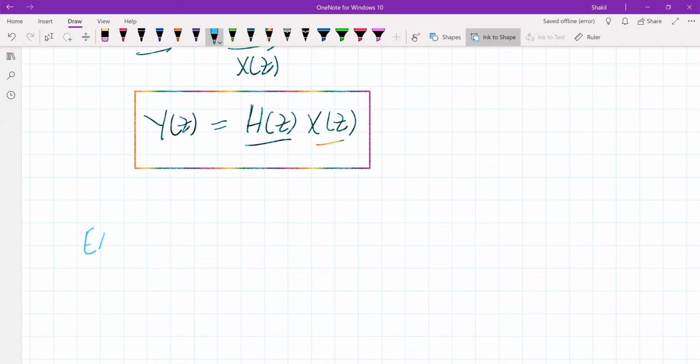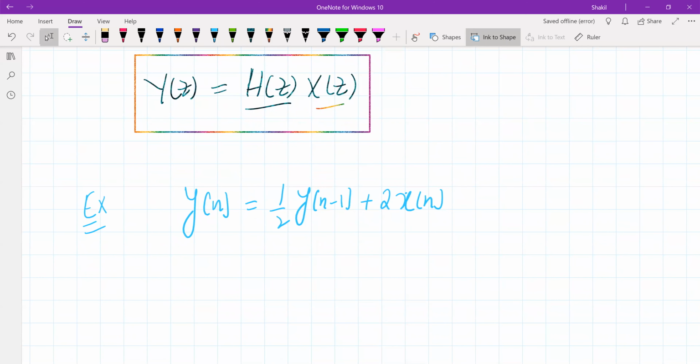Let's suppose we have a difference equation like this: y(n) = 1/2 y(n-1) + 2x(n). So this is a difference equation of order 1. Remember, this is a difference equation of order 1. To solve this difference equation, take the z transform on both sides. If I take the z transform on both sides, first I will obtain the transfer function of the system.